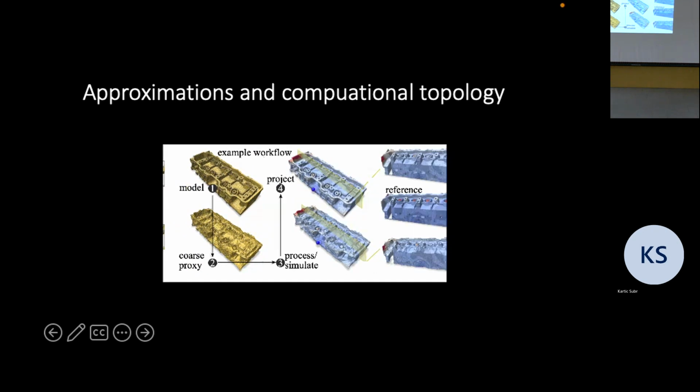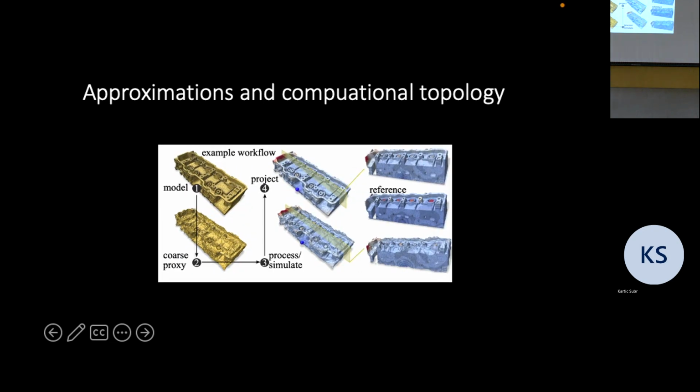So what we came up with in this paper was a general methodology for taking a model, coarsening it, and then running your simulation or whatever you want, and then lifting it back into the original space. And the key in this paper was this coarsening. How do you specify what you want to preserve when you do the coarsening? And the interesting thing here is this is a part of an engine, and you can see that this part has lots of holes in it. So if you don't take care to retain topology, all those holes are going to be lost.